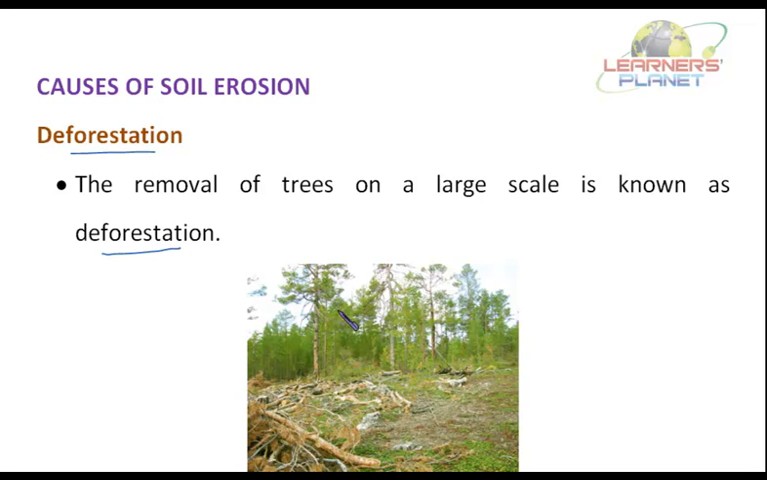There are coniferous trees or plants too, which grow in the ice region or snowy region or polar regions, or where it is very cold. So the removal of trees on a large scale is known as deforestation. Here you can see one picture of deforestation.